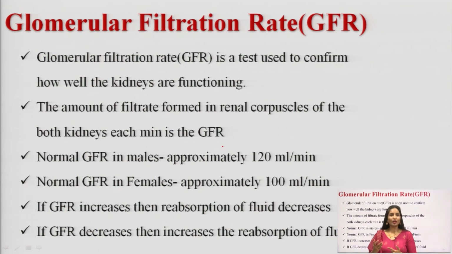So, the amount of filtrate formed in the renal corpuscle of both kidneys per unit of time is the glomerular filtration rate. Okay. And if I am talking about the normal glomerular filtration rate in males, it is approximately 120 ml per minute. In females, it is approximately 100 ml. So, according to this glomerular filtration rate, you can understand whether the kidney is functioning or not. Okay. And you can see one point: if the glomerular filtration rate has increased, then the reabsorption will decrease. If the glomerular filtration rate has decreased, then the reabsorption will increase.